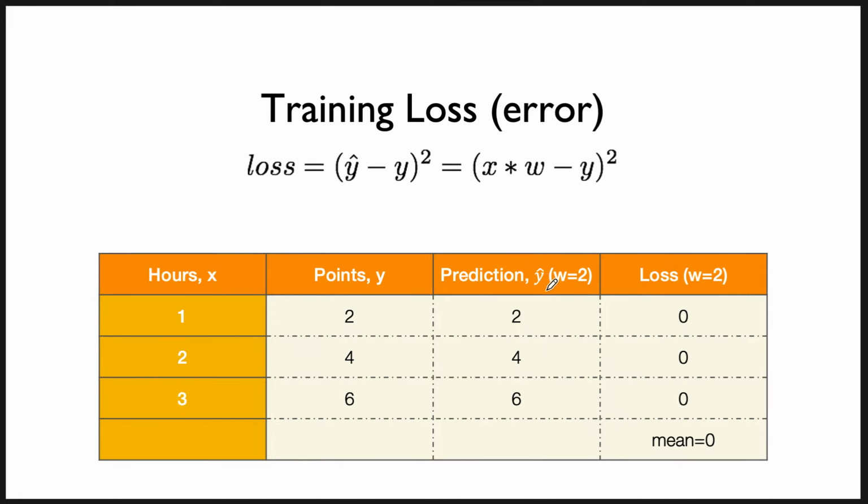And then when W is 2, this is an interesting case because we predict something correctly, exactly. The loss is basically 0, which means our loss correctly indicates the error is 0 between the prediction and the real value.